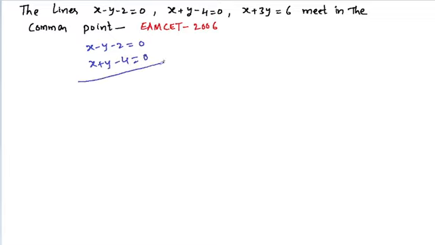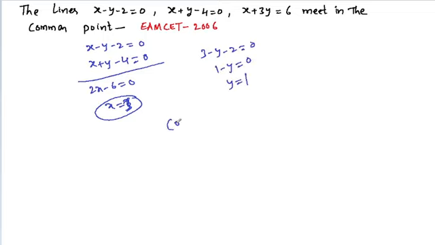Add these 2 equations, so y is cancelled. 2x minus 6 is equal to 0. From this x is equal to 3. Substituting x is equal to 3 in the first equation, that is 3 minus y minus 2 is equal to 0, 1 minus y is equal to 0, y is equal to 1. Therefore the common point x comma y is equal to 3 comma 1.